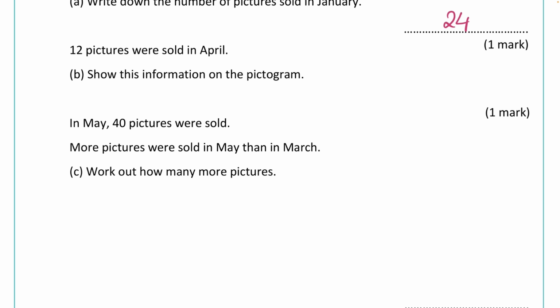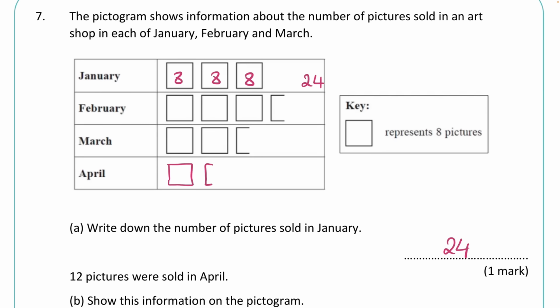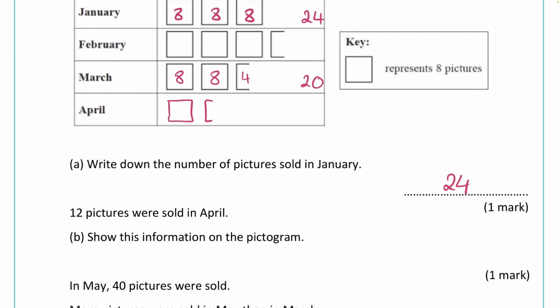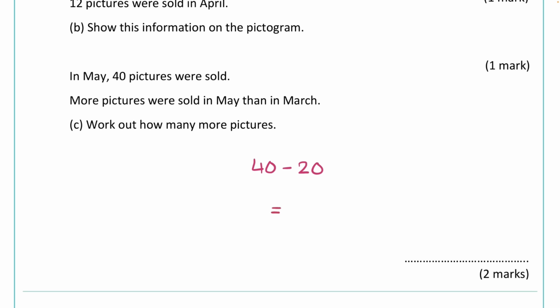For part C, it says in May 40 pictures were sold. More pictures were sold in May than in March. Work out how many more pictures. So if we go to March, we can see that there are 8, 16 plus 4, that's 20 pictures, and we've got 40 in May, so 40 take away 20 is 20. And there we go, there's our final answer, 20 more pictures were sold.